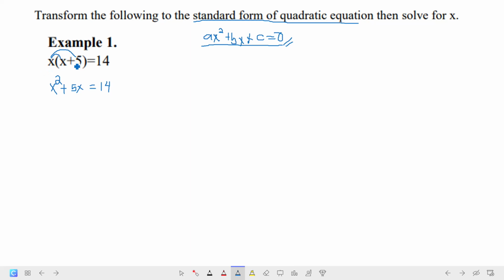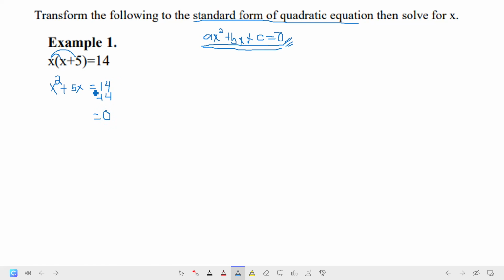Okay, so after the distributive property, let's go back to this form. Kailangan naka-standard form siya, so it is required that it should be equal to 0. To make this 0, we need to add the additive inverse. So just copy 14, and if it's positive, gawin mo lang negative. So that is the additive inverse. Why? Because any number added to its inverse is equal to 0.